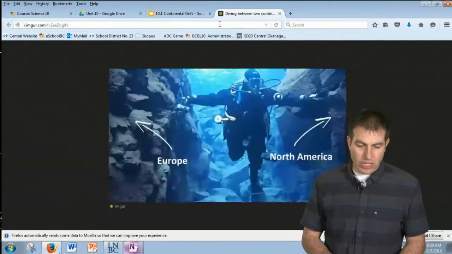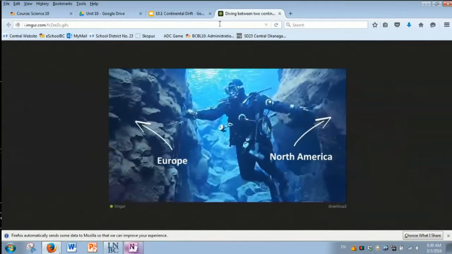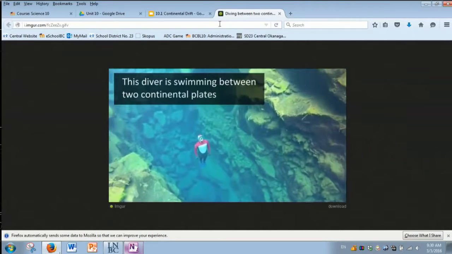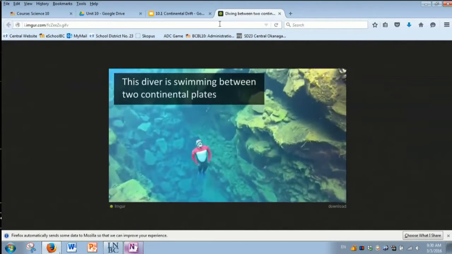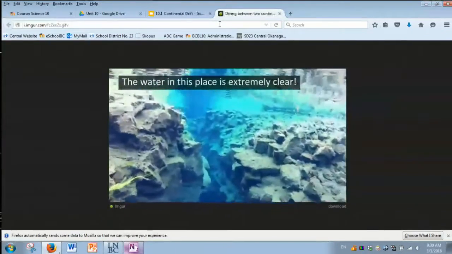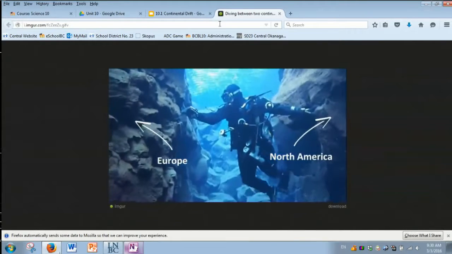And of course, right next to the mainland, the rift continues on into the ocean. So if you go to Iceland, you can put on a scuba mask and literally swim between the North America plate and the Europe plate, which is pretty cool. At least I think it's cool.